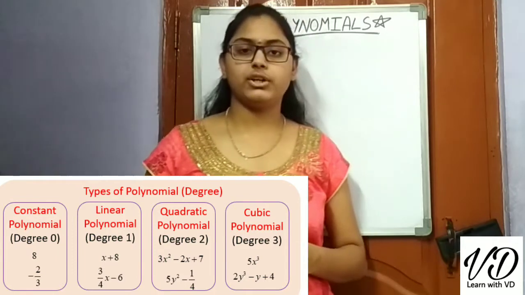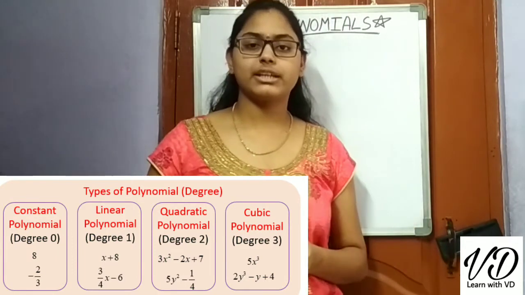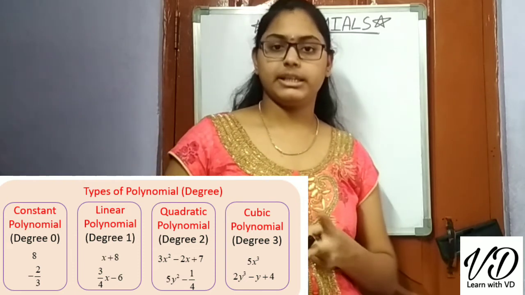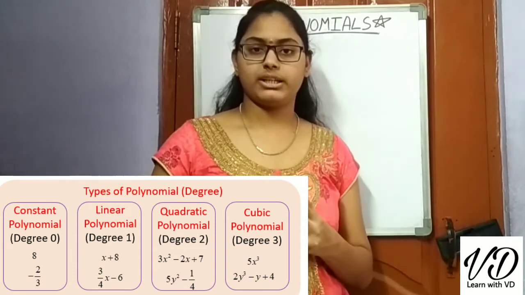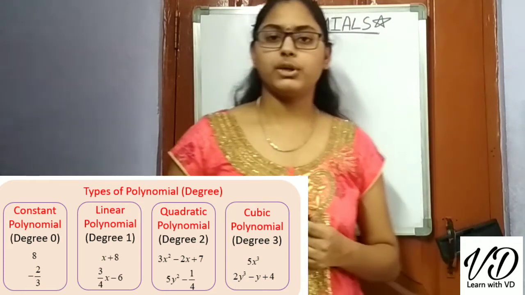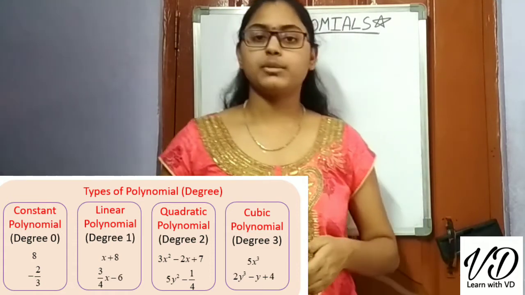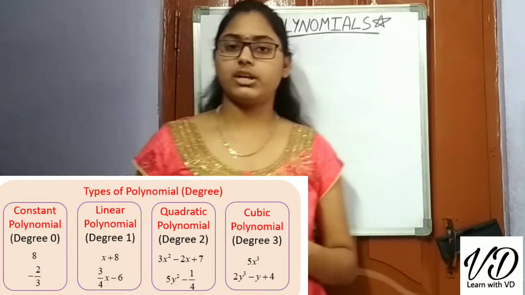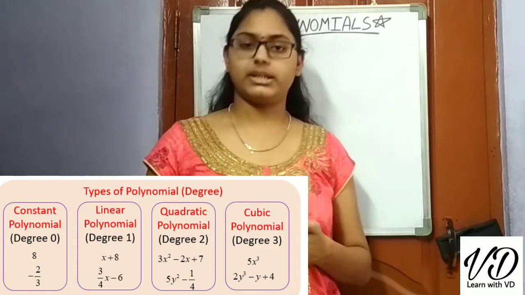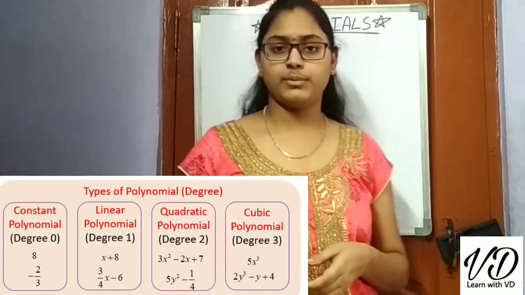Let's observe the below table. The table is types of polynomials based on the degree of the polynomial. There are 4 types: zero polynomial, linear polynomial, quadratic polynomial and cubic polynomial. The polynomial which has degree 0 is called a zero polynomial. The polynomial which has degree 1 is called a linear polynomial. The polynomial which has degree 2 is called a quadratic polynomial. The polynomial which has degree 3 is called a cubic polynomial.